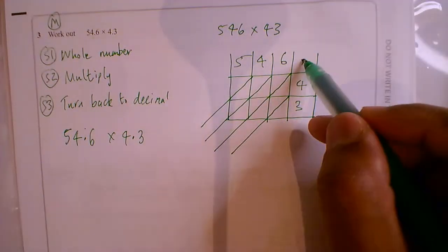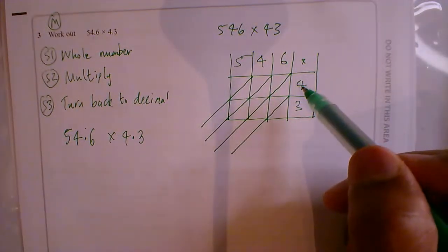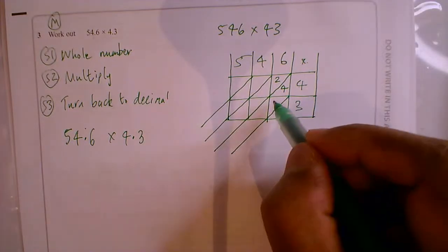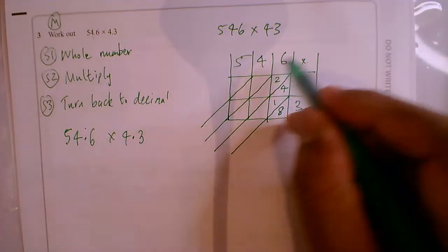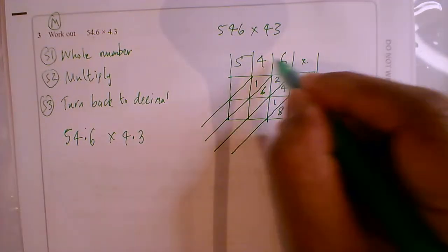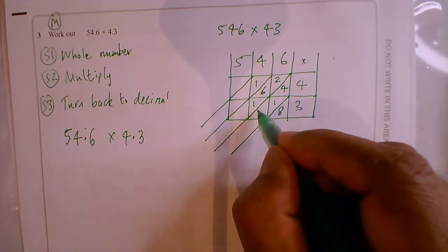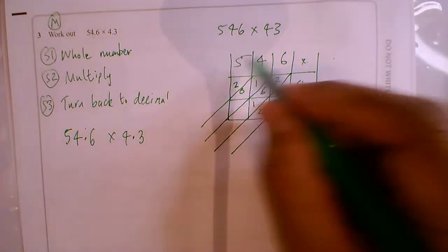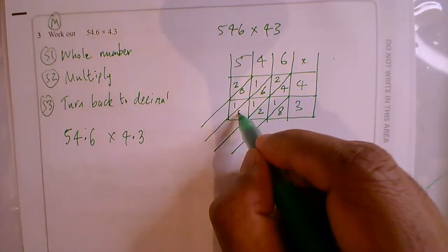So now I can do 6 times 4: 6, 12, 18, 24. 6 times 3: 6, 12, 18. 4 times 4: 4, 8, 12, 16. 4 times 3: 4, 8, 12. 5 times 4 is 20, 2, 0. 5 times 3 is 15.